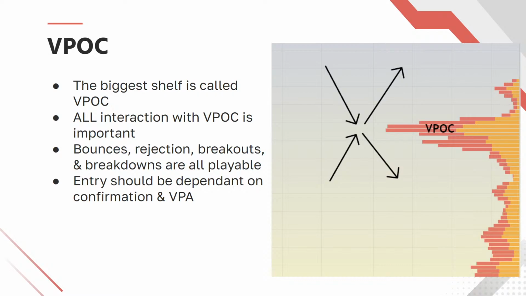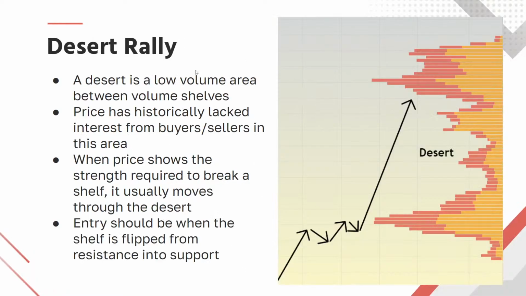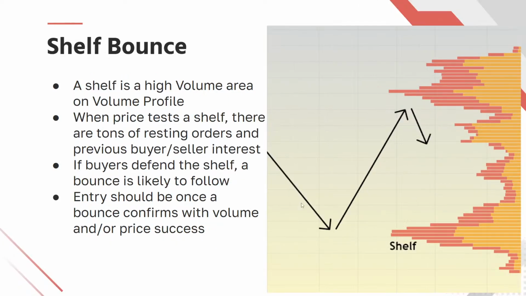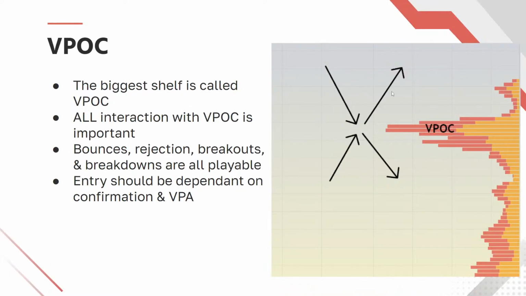An entry here needs to be dependent on confirmation and volume price analysis. So again, essentially, VPOC can be played just like a desert rally, where you break above a shelf and it rallies into that lower volume area. It can also be played just like a shelf bounce. So these two previous examples can be used with our VPOC example.